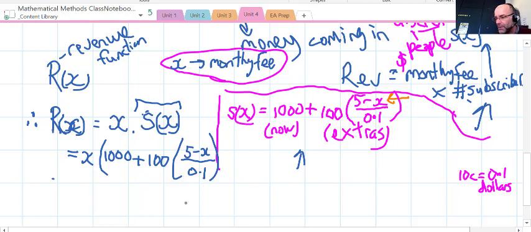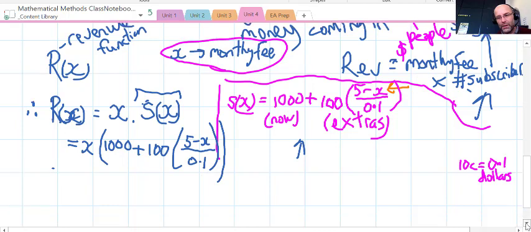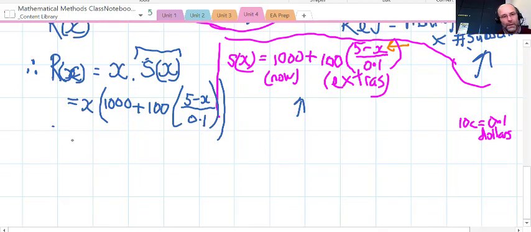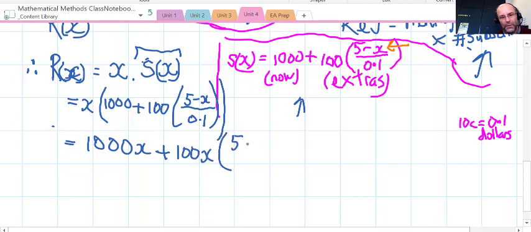Okay, and so we've got x outside of 1,000 plus 100 times (5 minus x over 0.1). Technically I should have a second set of brackets there. Alrighty. So I'm expanding that now, timesing by the x on the outside. I'm going to put the x here for convenience. I'm just timesing by the x on the outside, okay?